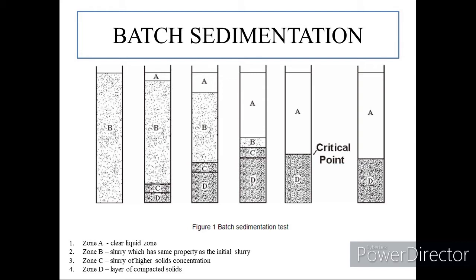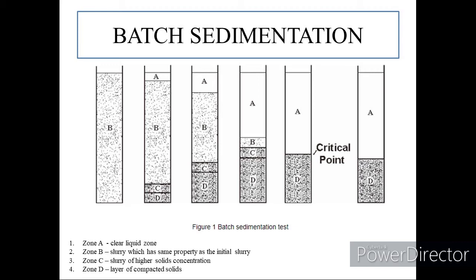Nagiging mataas na yung layer ng zone D natin, which is the compacted solid, or dito na yung nagsasettle na yung particles. For the zone Z, this is the higher solid concentration. Mas madami dito nag-start para magpunta doon sa pagsasettle niya sa zone D. And for the B, ito yung scenario for our initial slurry. And for the zone A, this is the clear liquid zone. So, umaalis na sa kanya yung particles na meron. So, fluid na lang yung natitira kay zone A.